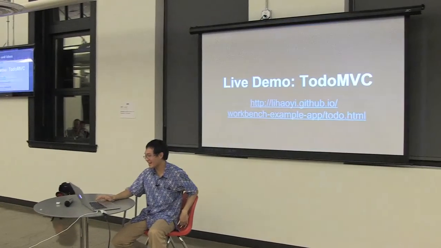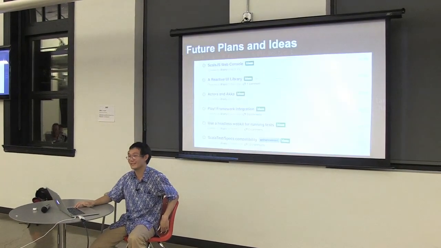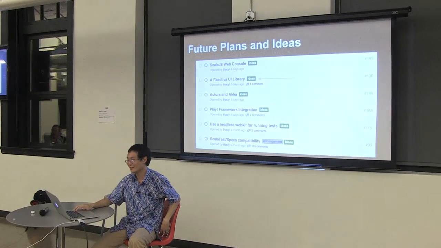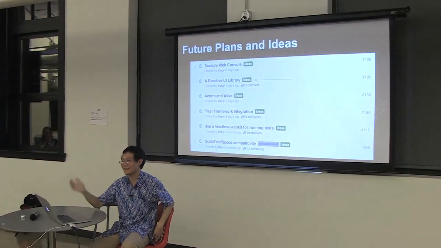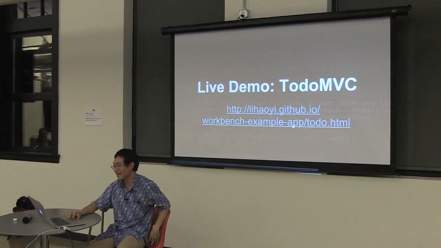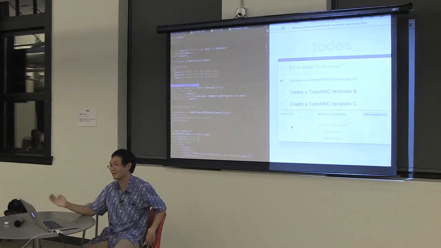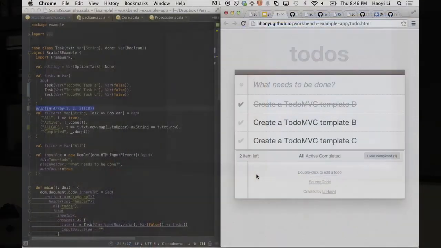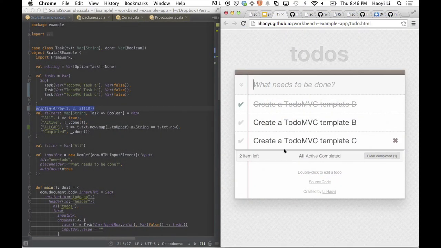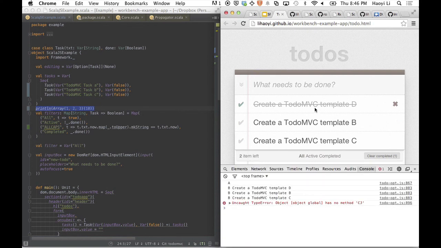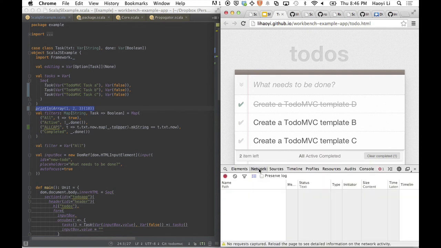So this guy I've already showed you. This is a to-do MVC app. It's kind of the same idea as React.js or Backbone.js, except implemented in Scala. This is an optimized version of the one I showed you just now, which was under development, so it has a 20 megabyte blob.